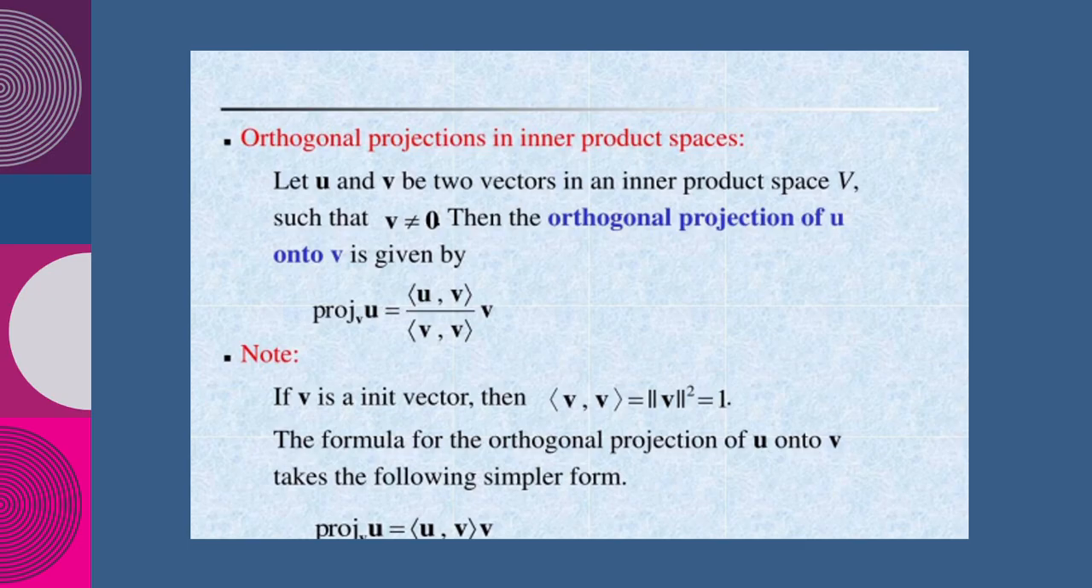If v happens to already be a unit vector, meaning its own inner product with itself equals 1, the formula becomes much simpler. The projection of u onto v is just the inner product of u and v multiplied by v.